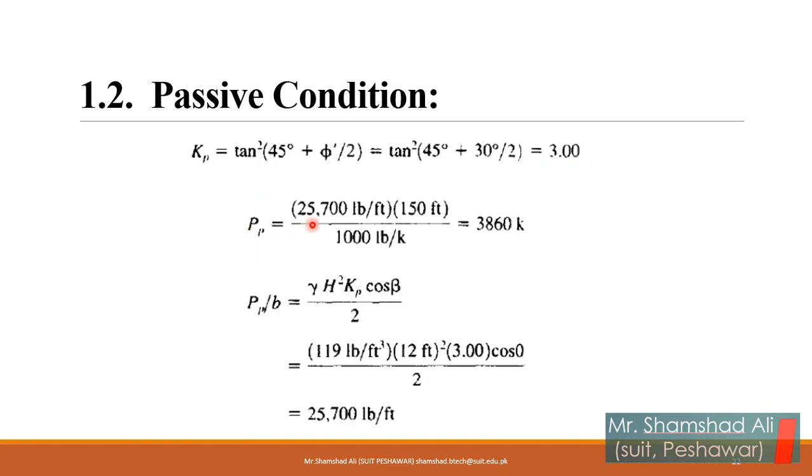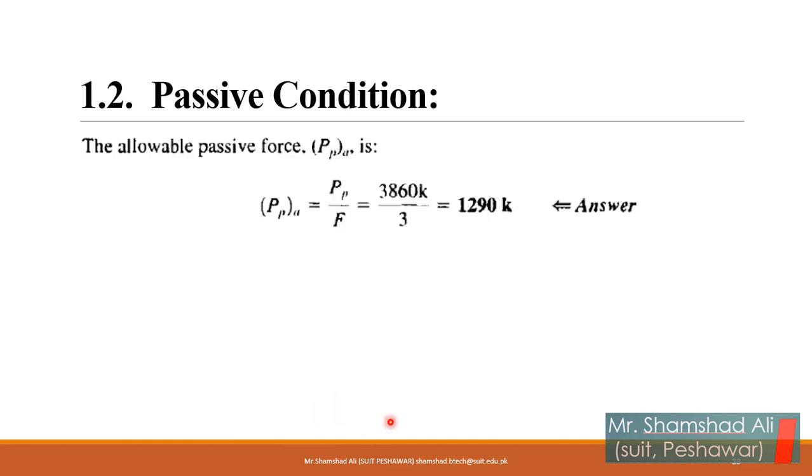Pp divided by B, and we give you the formula: Pp divided by B equals gamma H squared Kp cos beta divided by 2. Here we have this answer. The allowable passive force is equal to this: 3860 divided by factor of safety of 3 gives 1290 kilo as the answer.